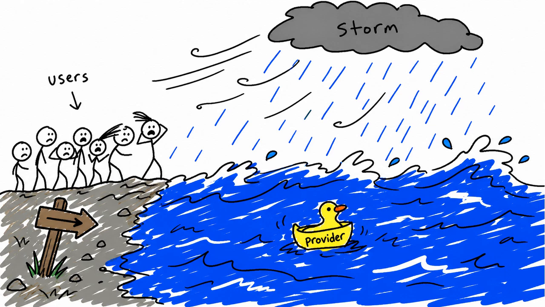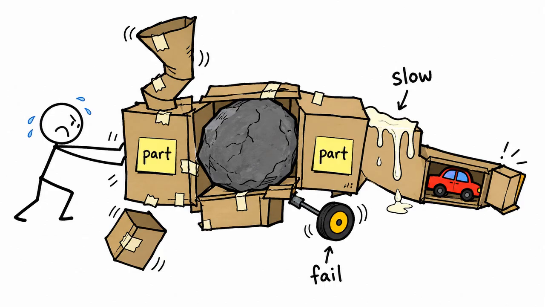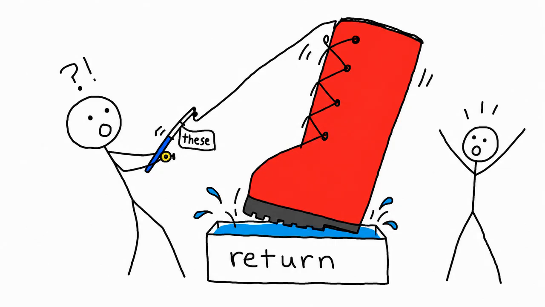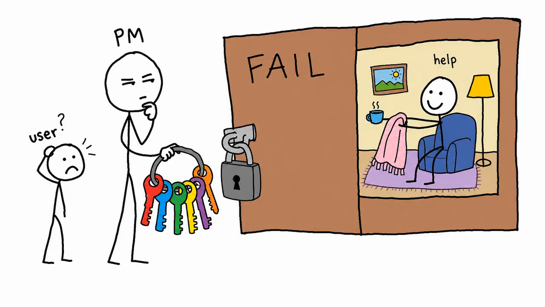For AI products, this matters because the system often depends on model providers, vector databases, retrieval systems, file processors, and third-party APIs. Any of these can fail, any of these can become slow, any of these can return something unexpected. The PM question is not how exactly we implement the circuit breaker. The PM question is what the user experience should be when something fails.